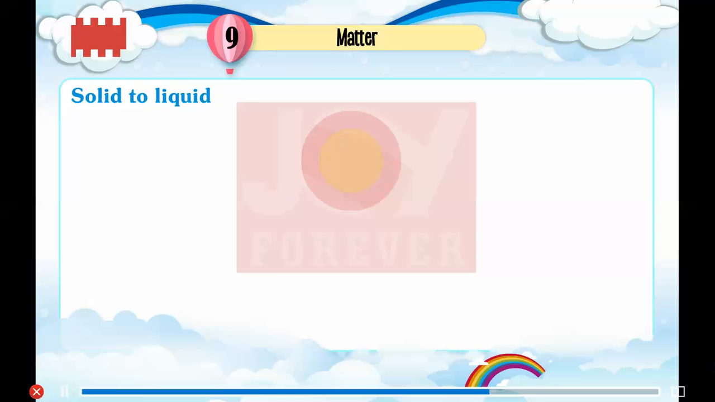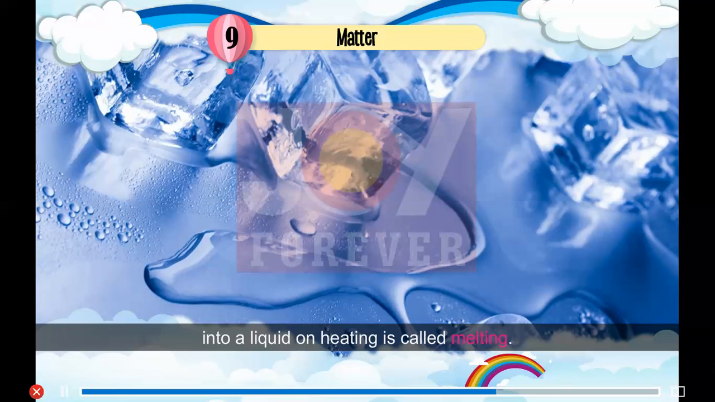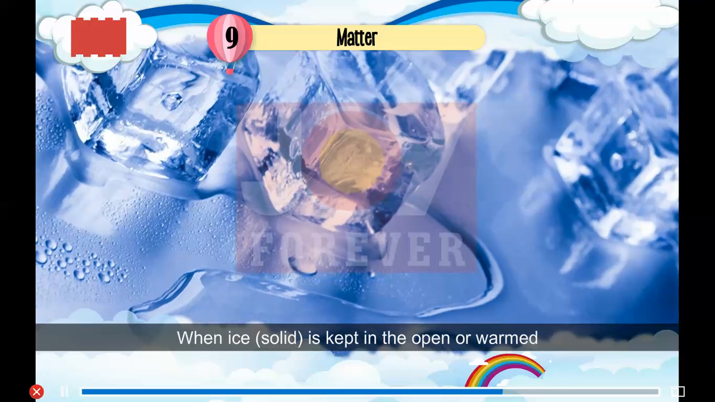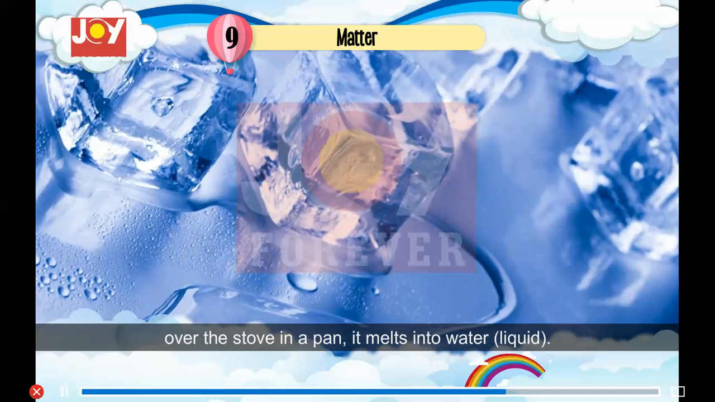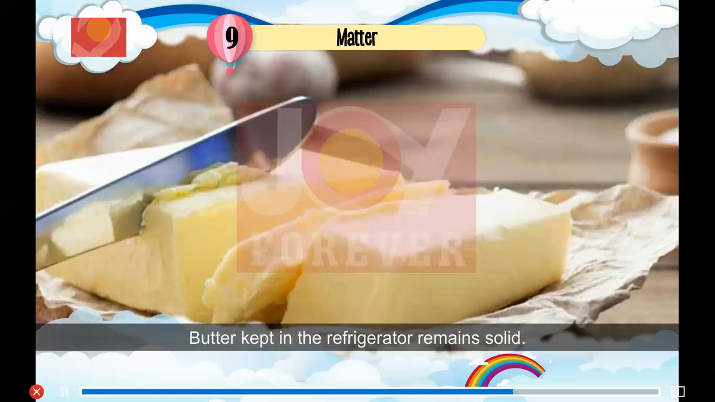Solid to liquid. The process by which a solid changes into a liquid on heating is called melting. When ice, a solid, is kept in the open or warmed over the stove in a pan, it melts into water, a liquid. Butter kept in the refrigerator remains solid.